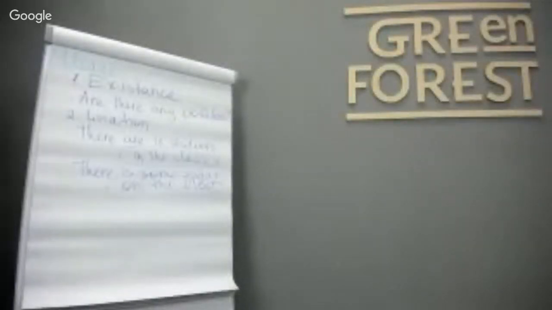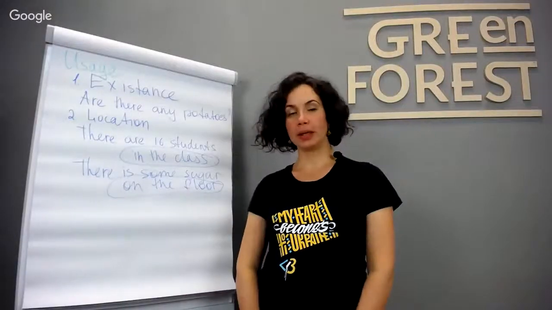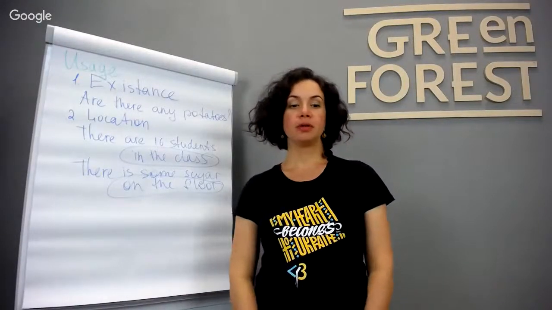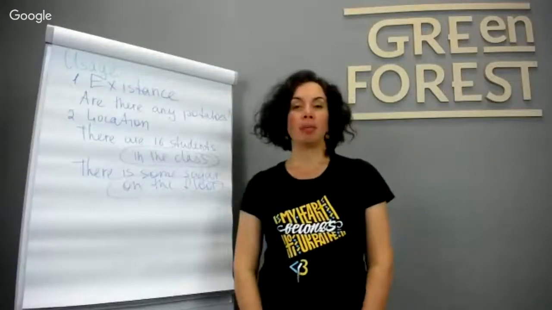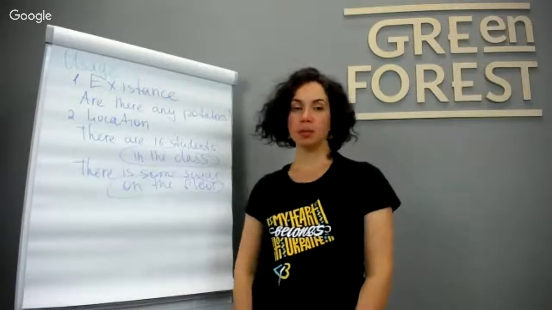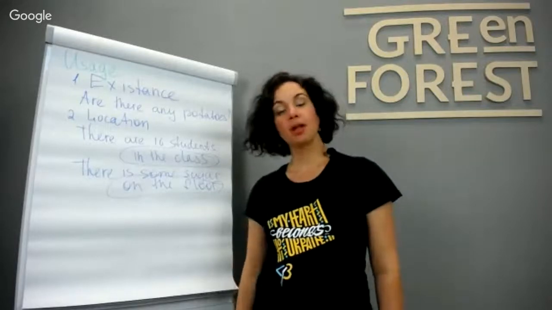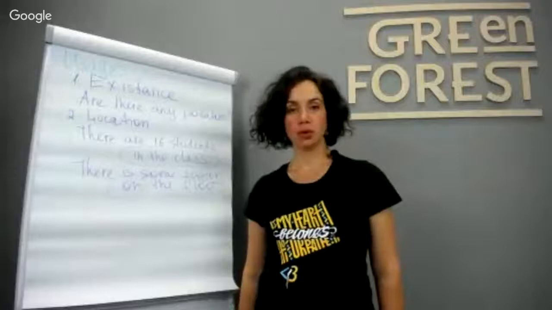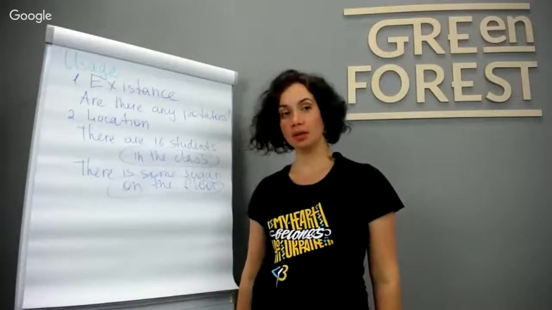Let me finish. So, the construction there is and there are is a very useful one. You have to use it when you want to put stress on existence or location. Remember that after this construction, we use either nouns in plural form and then we use there are, or nouns in singular form and then we use there is. If we have an uncountable noun, we also use there is. We can create questions and negative sentences using this construction.